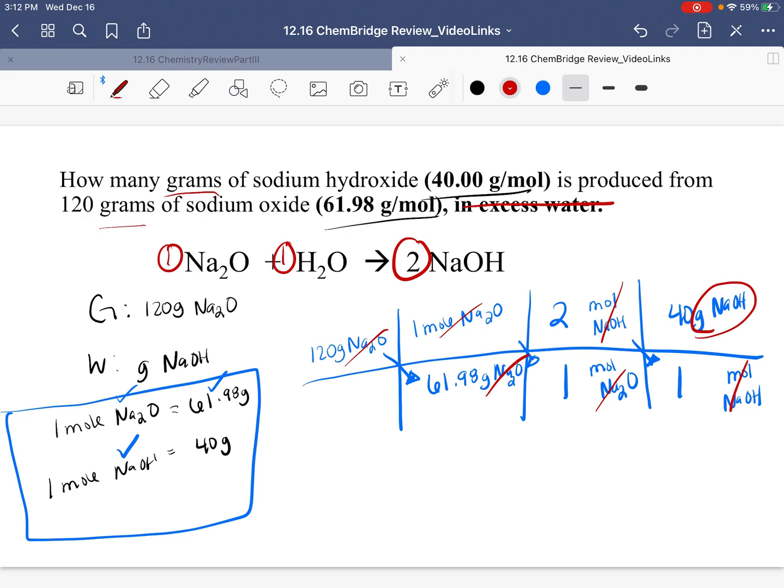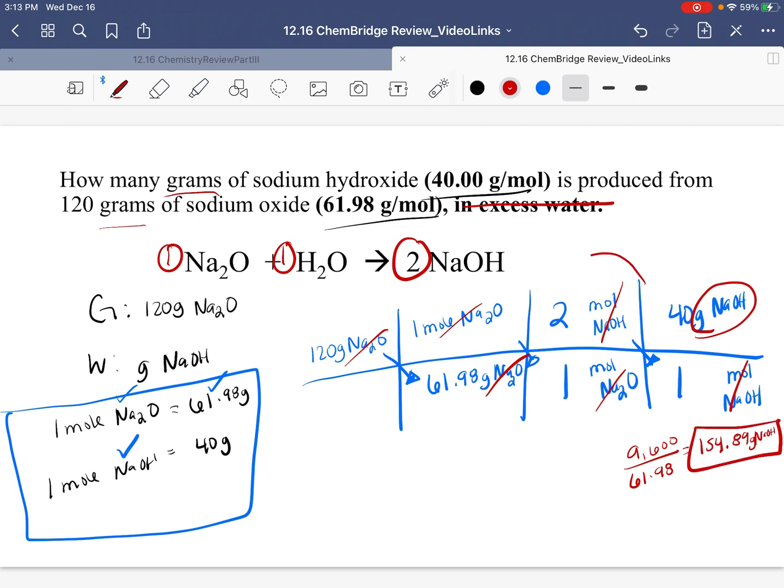You're going to multiply your top values, which is 120 times 1 times 2 times 40, and you should get an answer of around 9,600. But I need to divide that by the values on the bottom. So I'm going to divide this by 61.98 times 1 times 1, so it stays at 61.98. And here's where we'll get our answer. We will get around 154.89 grams of sodium hydroxide.